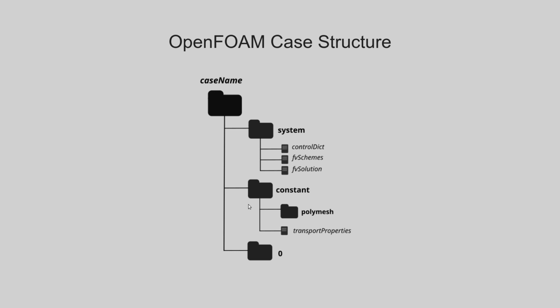And the mesh data is generated in this one here. So when you run the blockMesh command, the mesh data will be written here in a folder. Its name is polyMesh. The last one is 0. This is where we define the initial and boundary conditions of our simulation.